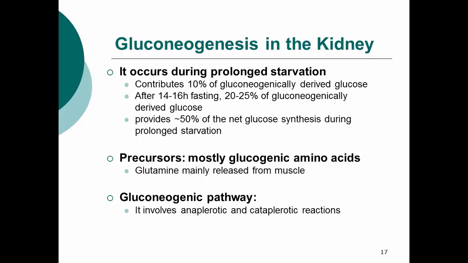And gluconeogenesis in the kidney basically happens a little bit late compared to the liver's glycogen breakdown. So when the starvation goes longer, for example, longer than 1 day or 24 hours, the kidney becomes an important gluconeogenic organ and produces glucose. And gluconeogenesis in the kidney mostly uses amino acids as the precursors, right, so a little bit different from the liver.